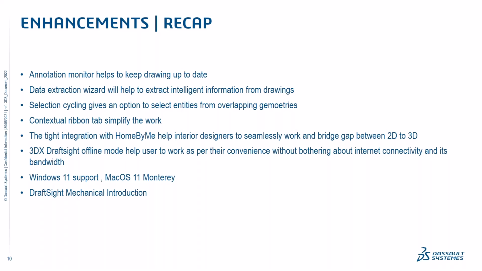The contextual ribbon tab again simplifies the draftsman's work. So all of the options will be there on the ribbon. No need to right click, or to remember the options that will be there within that particular command. All of them will be available on the ribbon, and you will easily be able to identify all the options that you need to select with the contextual ribbon tab.